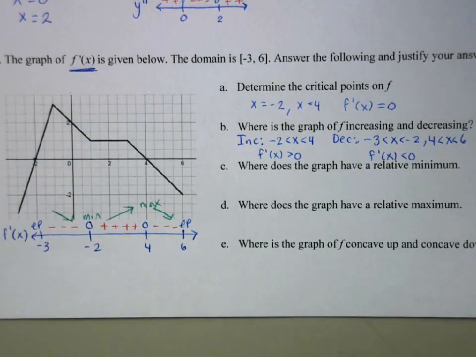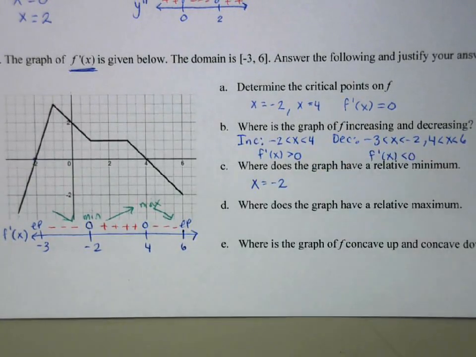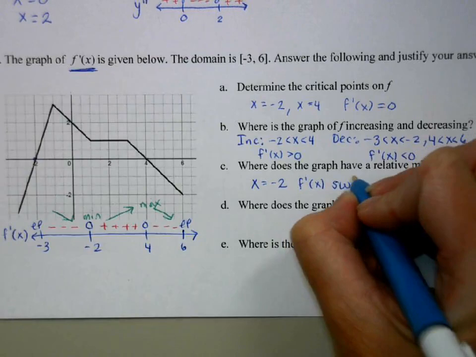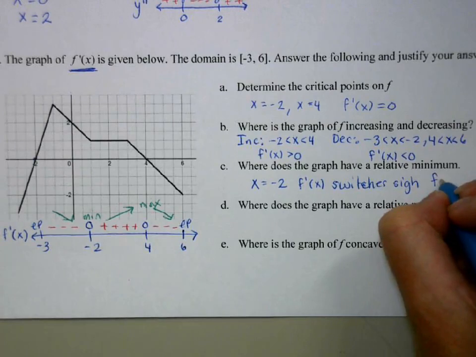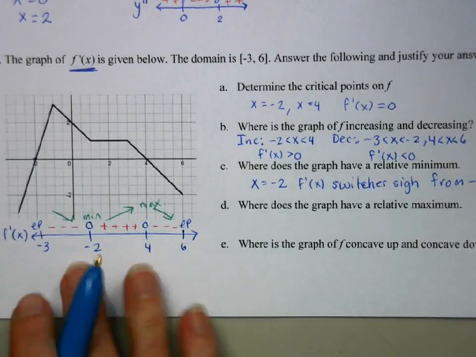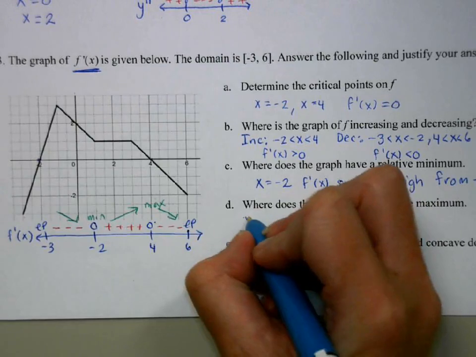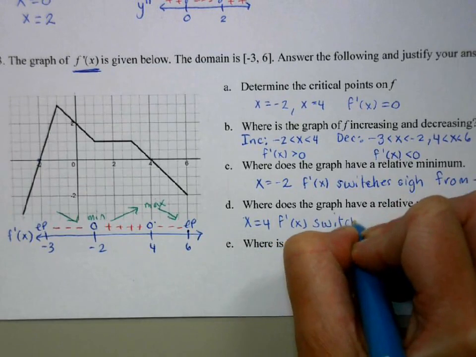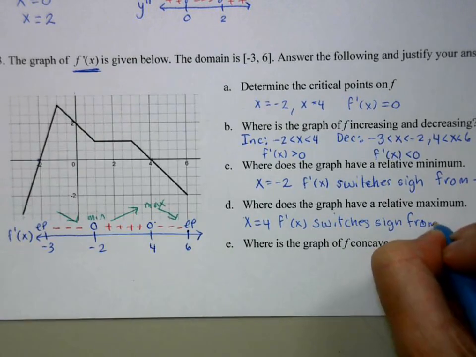Where does it have a relative minimum? Right here at x equals -2. From the first derivative test, we can say, because f prime of x switches sign from negative to positive. Okay, where does it have a maximum? Right here, we've already established that. So x equals 4, because f prime of x switches signs from positive to negative.